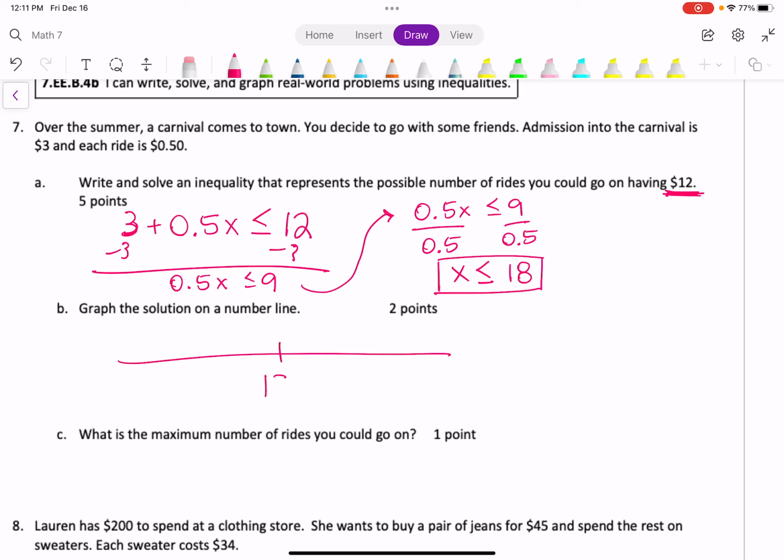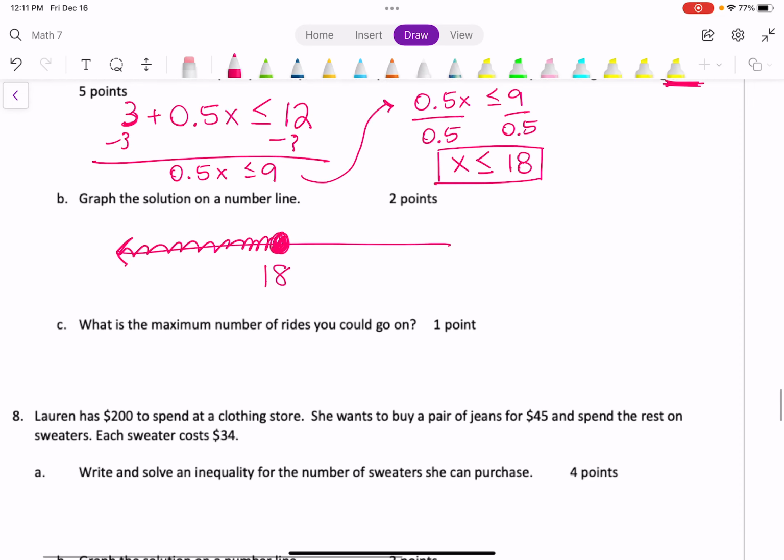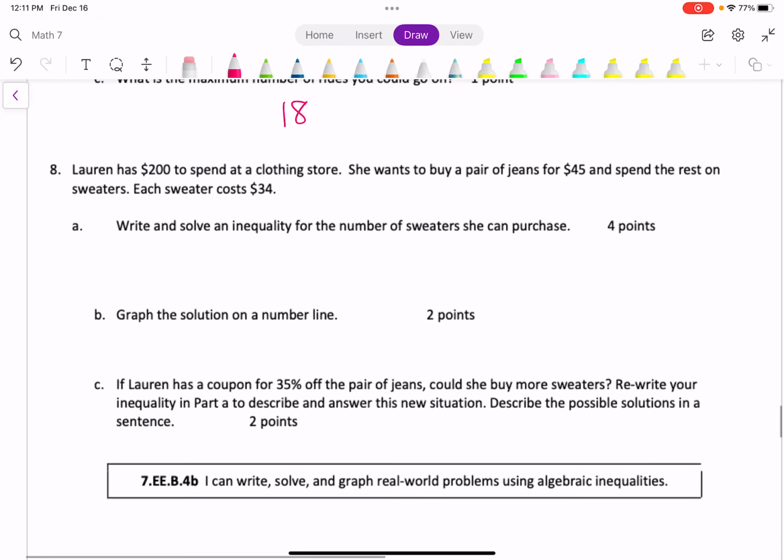So I need 18 on my number line. I need a closed in circle. The maximum number of rides I could go on is 18. You can skip letter C here.